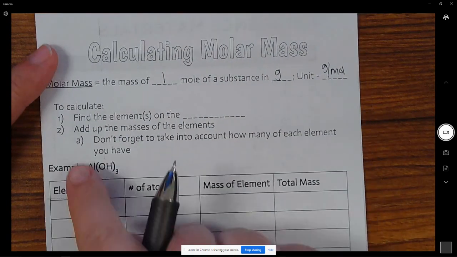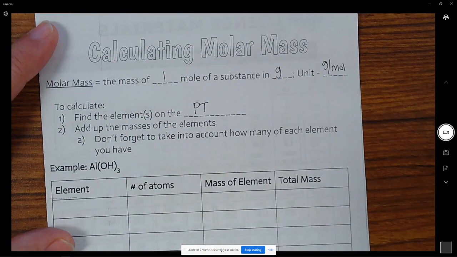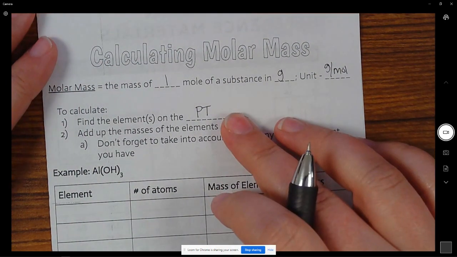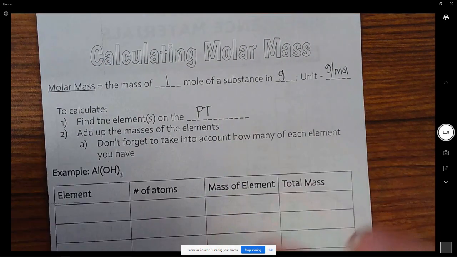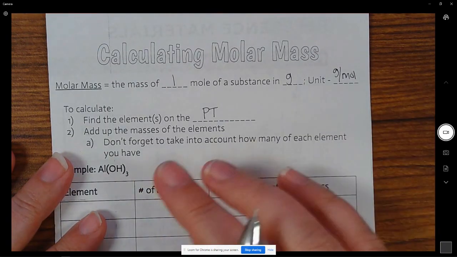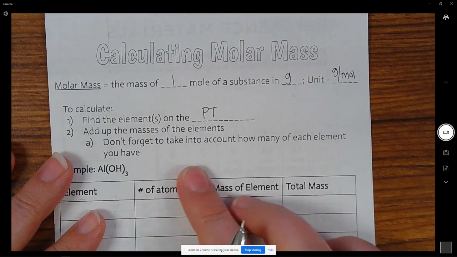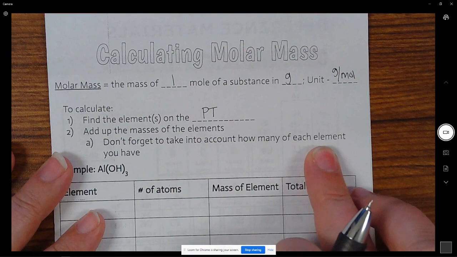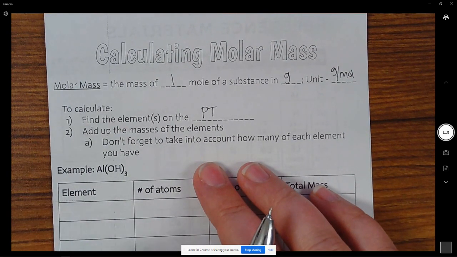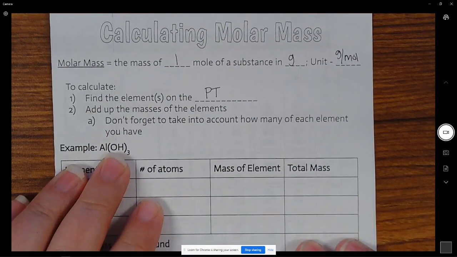To calculate your molar mass, you simply find the elements on the periodic table. I abbreviate periodic table PT. After you find them, you add up the masses of those elements and you're done. The only part you need to remember is that in compounds you can have more than one atom of an element. You need to take into account how many of each element you have. This goes back to counting how many atoms are in a compound when we were balancing equations. So here's an example of aluminum hydroxide.